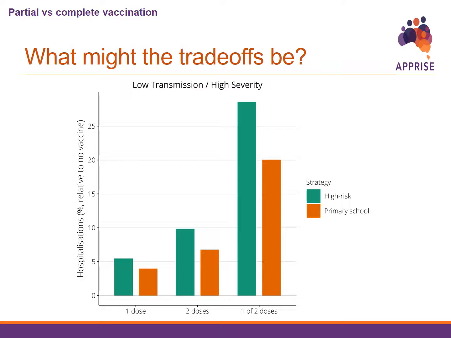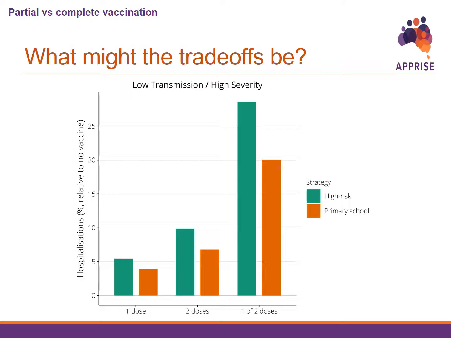The height of the bars reflects hospitalisations in the population if the vaccine is given, compared to the case without a vaccine. So the lower the bar, the better the outcome. And here we compare 2 strategies for vaccine: a high-risk strategy, providing direct protection to people we know are at more risk of severe disease, and a primary school strategy, looking at immunising school children as a way of protecting the whole population. We can immediately see that if only 1 dose of vaccine is needed, we have the best outcome for the population program, and the primary school strategy works a little bit better.